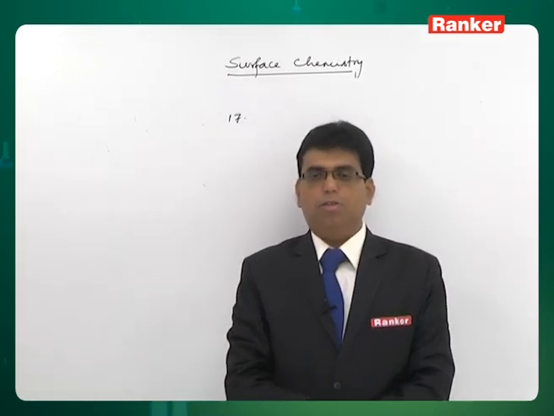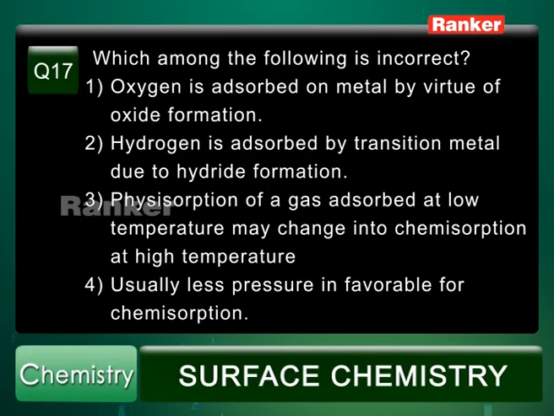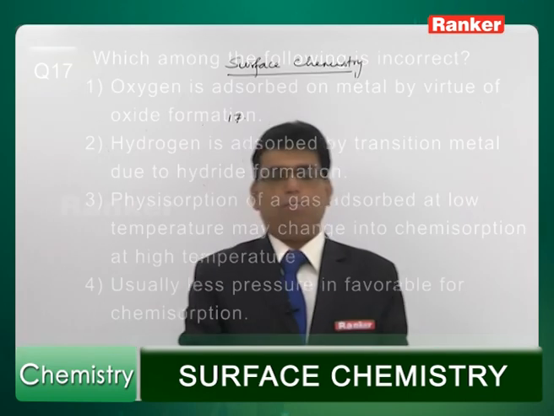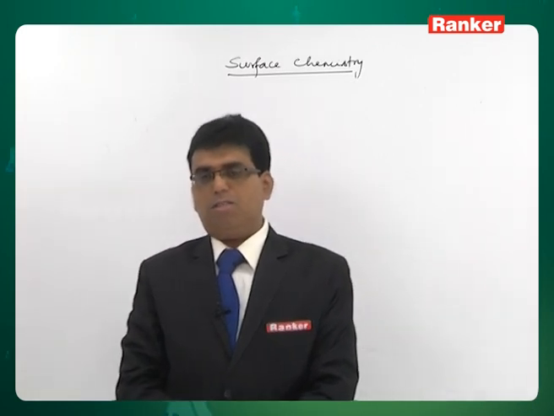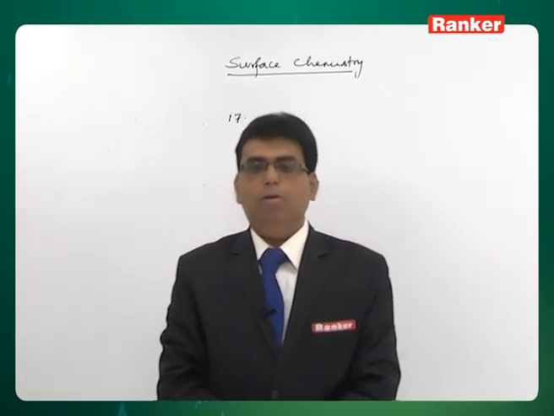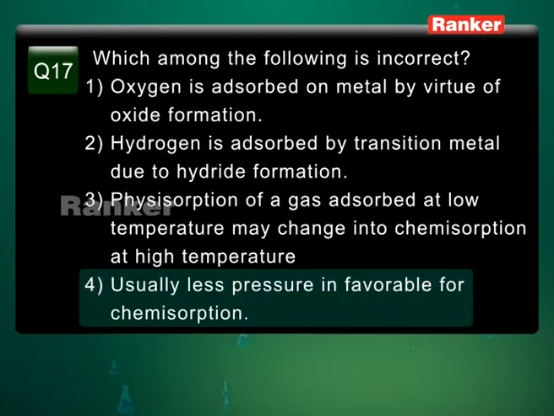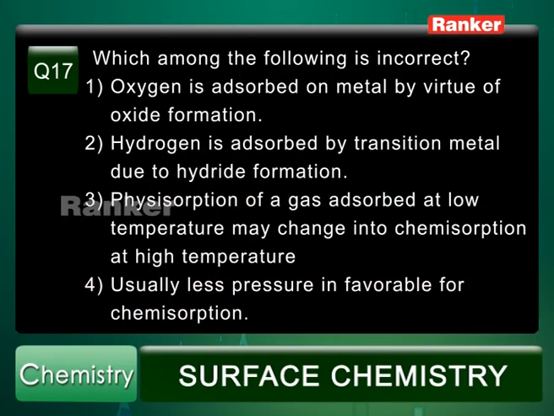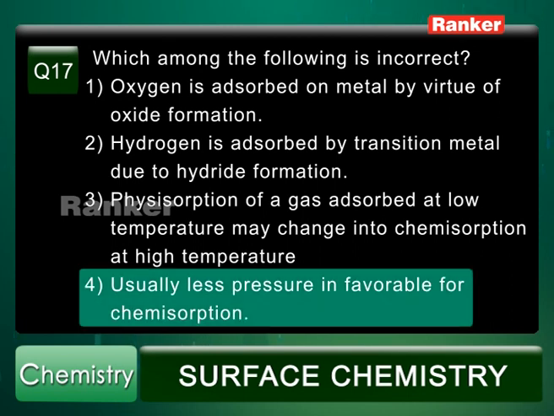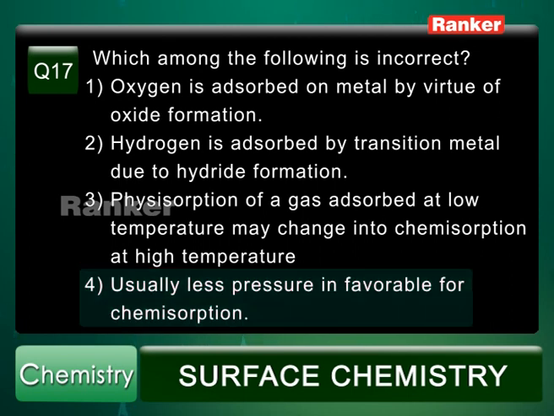Now, let us look at the fourth option. Usually less pressure is favorable for chemisorption. No, because chemisorption is a chemical reaction that has to take place, high pressure is required. So, the wrong statement is option 4, the incorrect statement, and that is the correct answer.